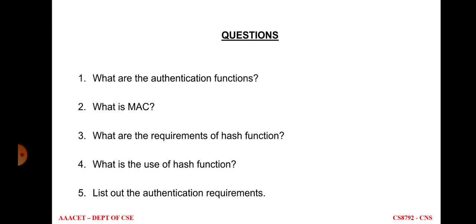And the final one is the list of authentication requirements. There are some requirements to produce authentication, that is masquerade, sequence modification, content modification, source and destination repudiation, and disclosure, traffic analysis. These are the reasons we go for authentication.